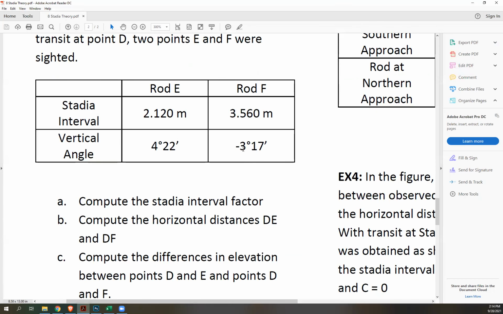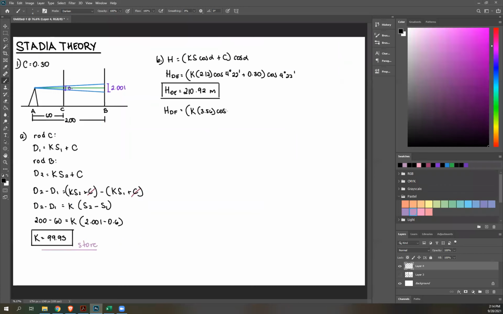Cosine, the angle, negative 3 degrees, 17 minutes. Okay, so take note, if you have a negative angle, when you're going to use it in your equation, you're going to remove that negative. So this is now just 3 degrees, 17 minutes, okay? So ignore the negatives when looking for the horizontal distances.